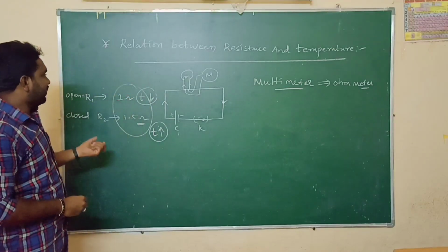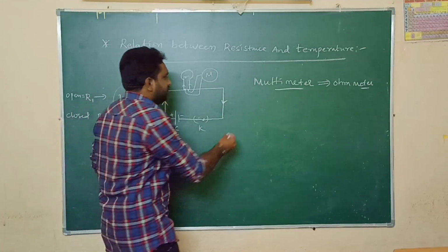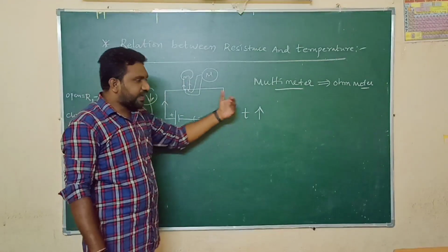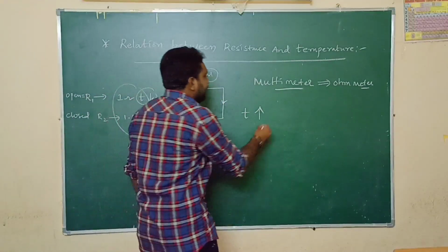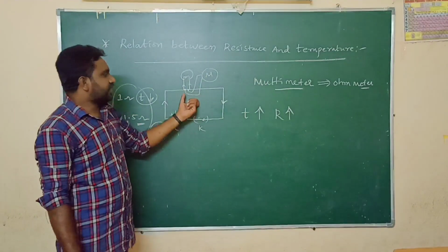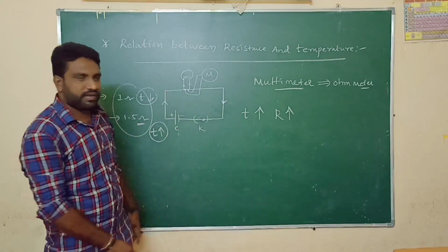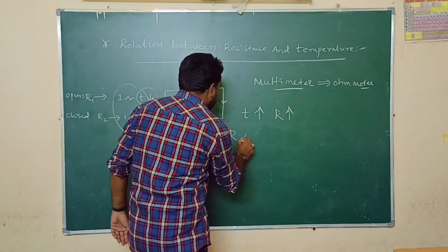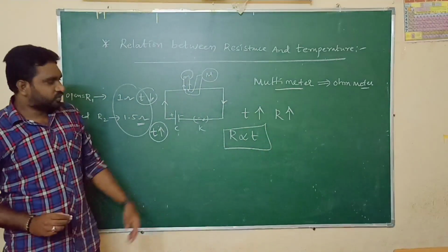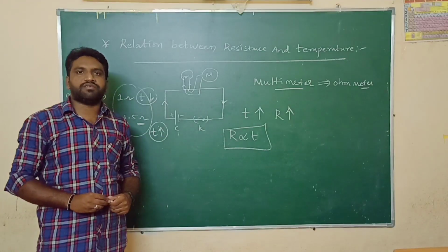So from this we can say that if we increase the temperature of any conductor, with respect to the increase in temperature of the conductor, its resistance also increases. So from this activity we can conclude that the resistance of the conductor is always directly proportional to the temperature of the conductor. So what is the conclusion here? Resistance of the conductor is directly proportional to temperature of the conductor.